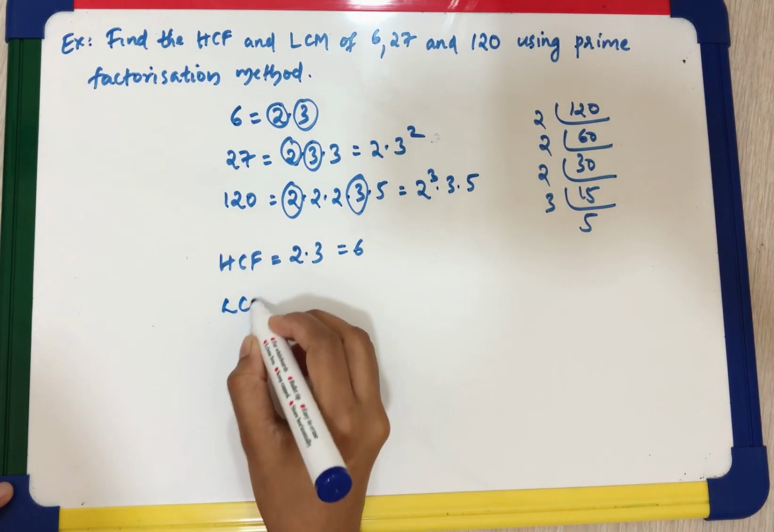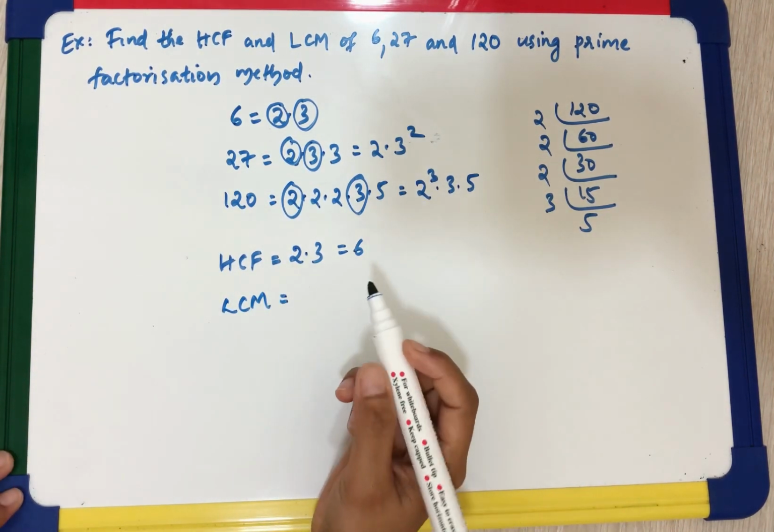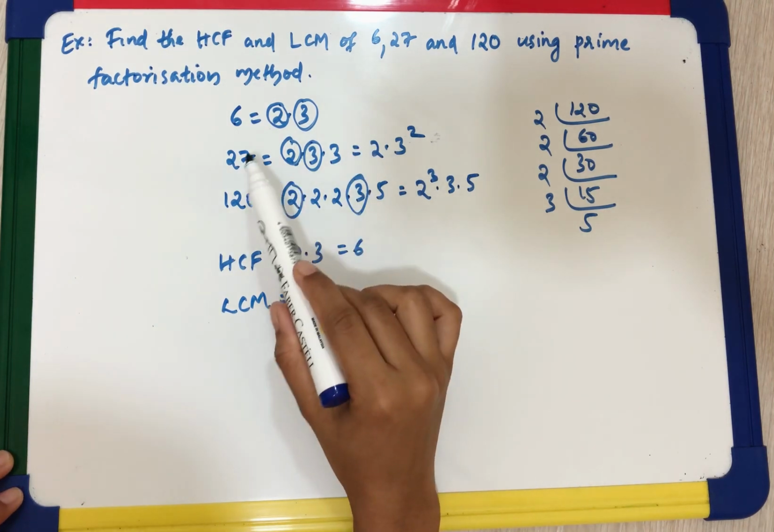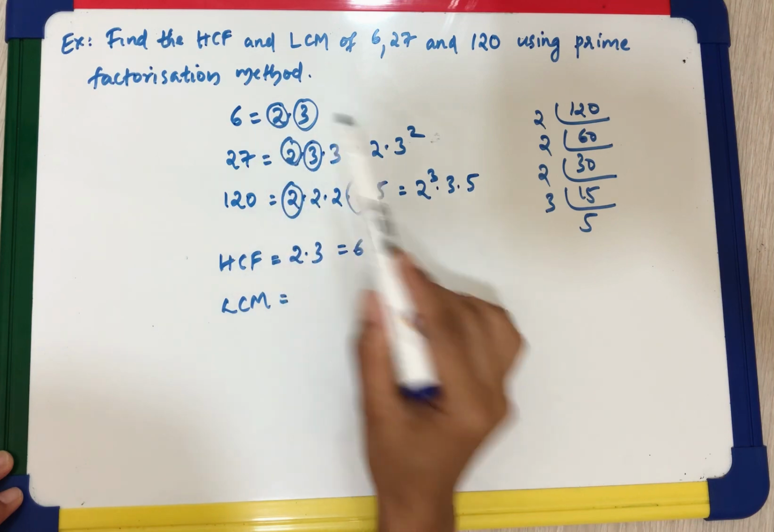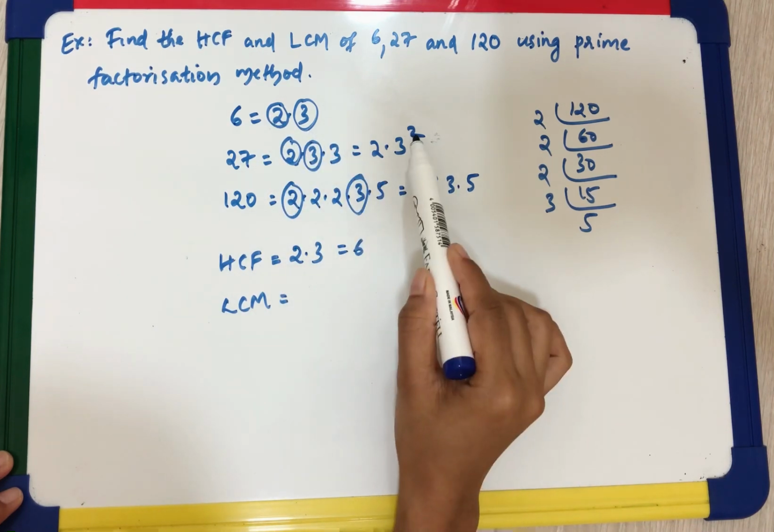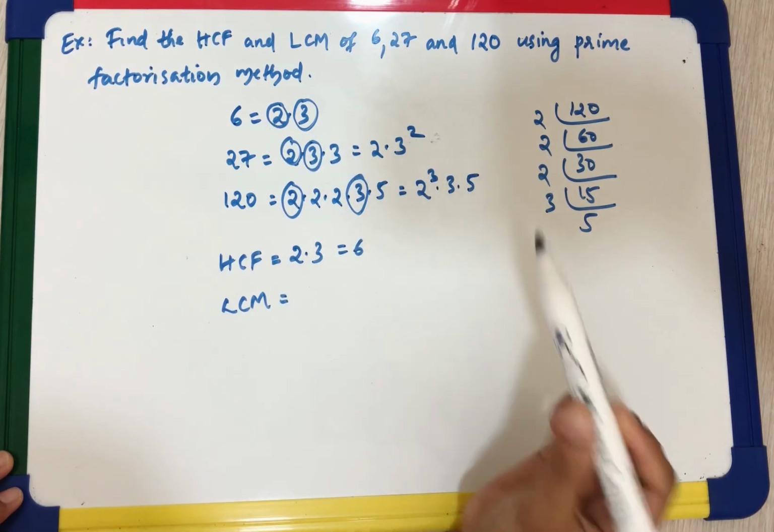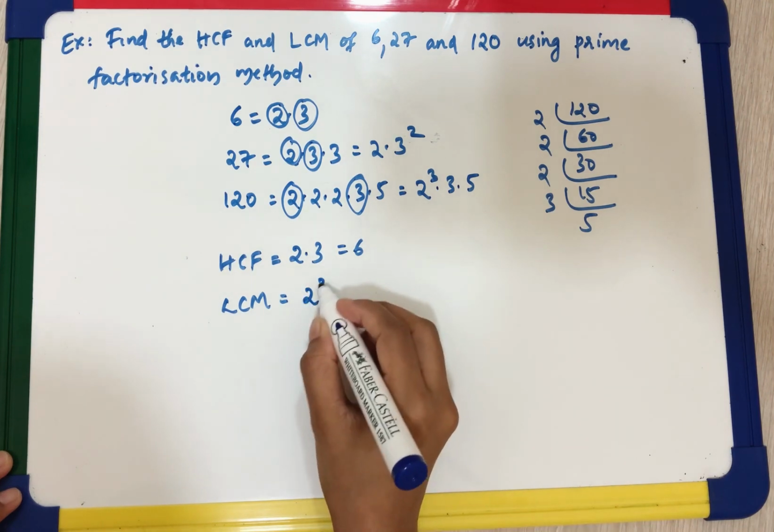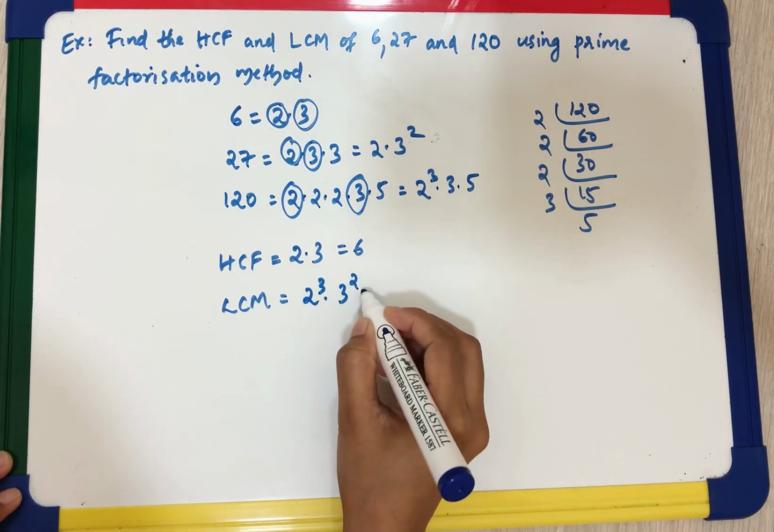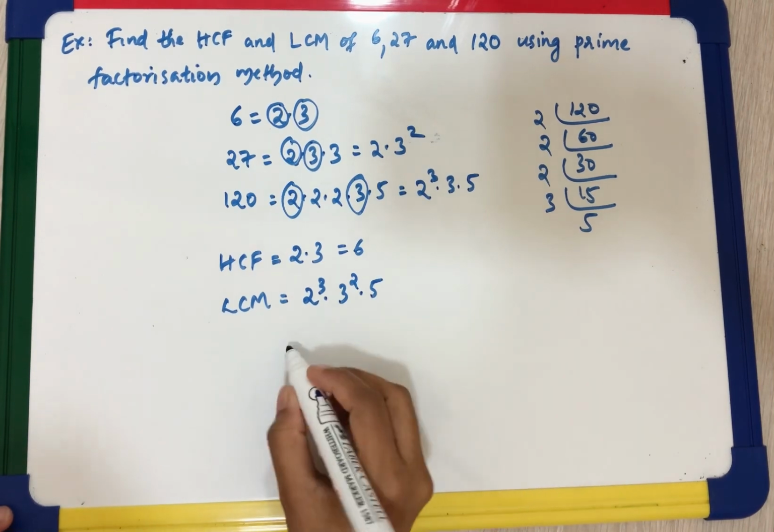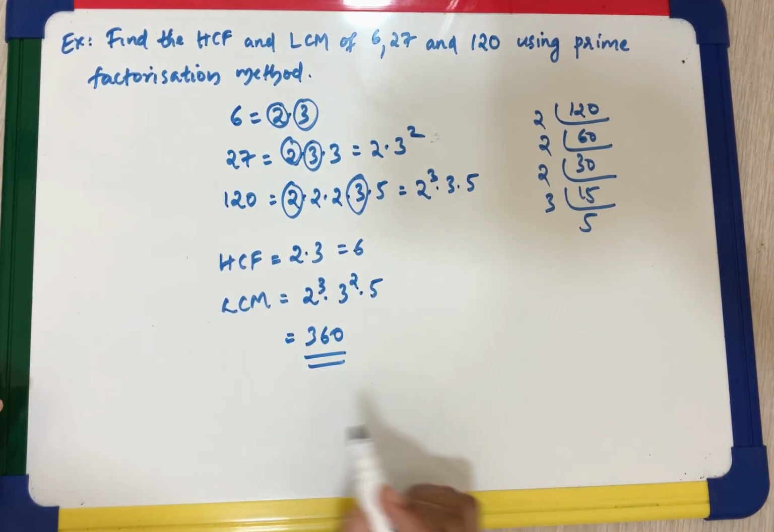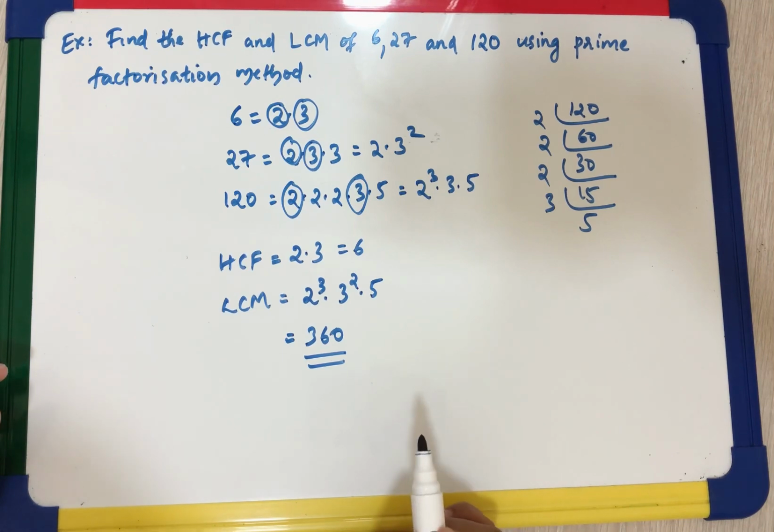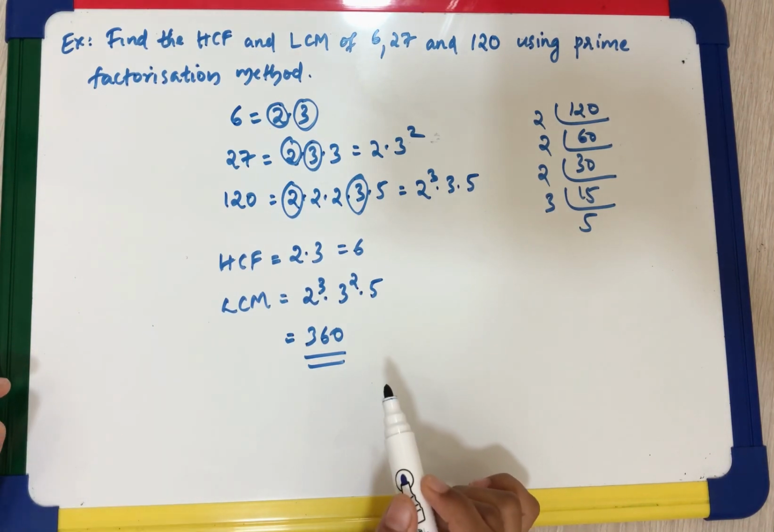And LCM is equal to the product of the greatest power of each prime factor. Here the prime factors are 2, 3 and 5. And the greatest power of 2 is 2 cube, of 3 is 3 square and of 5 is 5 raised to 1. Therefore, LCM is equal to 2 cube into 3 square into 5 raised to 1, which is equal to 360.